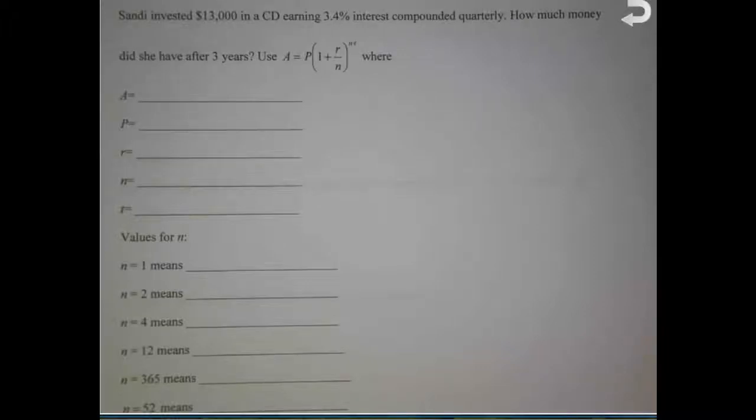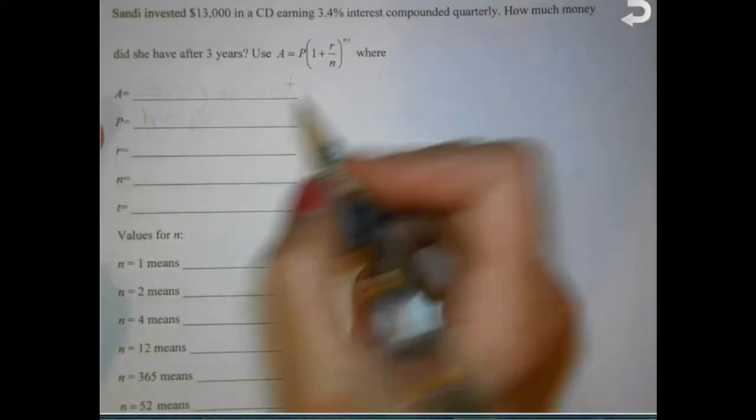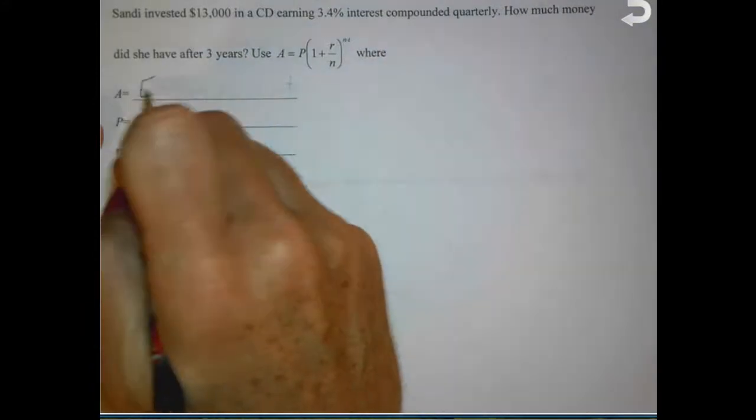Here we're looking at compound interest, and the problem reads, Sandy invested $13,000 in a CD, that's a certificate of deposit, earning 3.4% interest compounded quarterly. How much money did she have after 3 years? And we have a formula, and each of the parts of the formula has a meaning, and the A stands for the ending amount, so what you have at the end of your investment period.